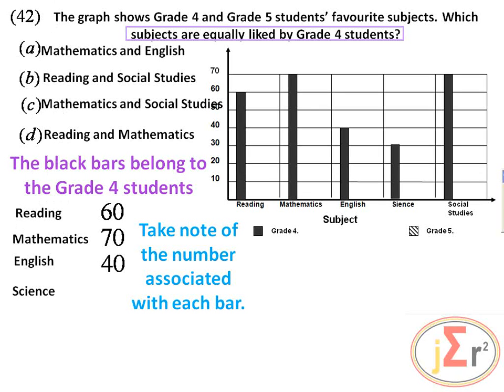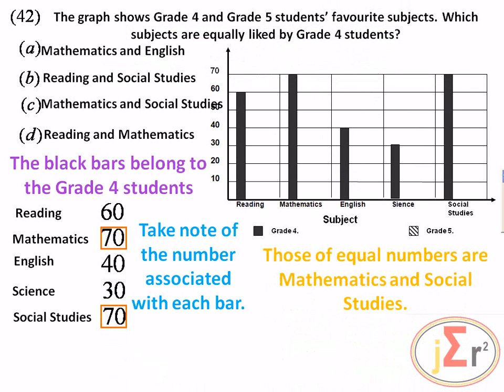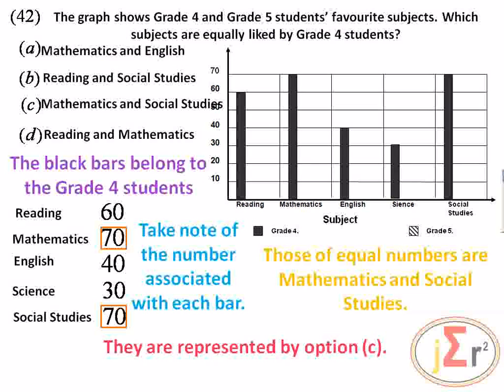Any other? No. Science. Right. And the height of that bar is 30. Do we have any left? Yes, social studies. Right, we have social studies left. And the height of that bar is 70. Those of equal numbers are mathematics and social studies. They are represented by option C.